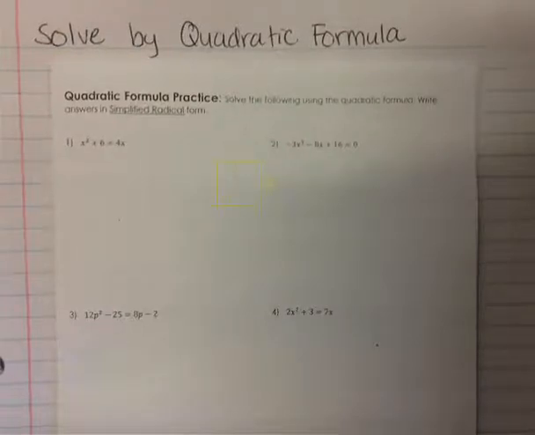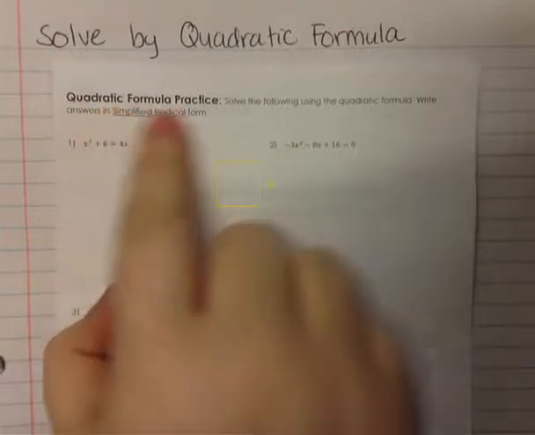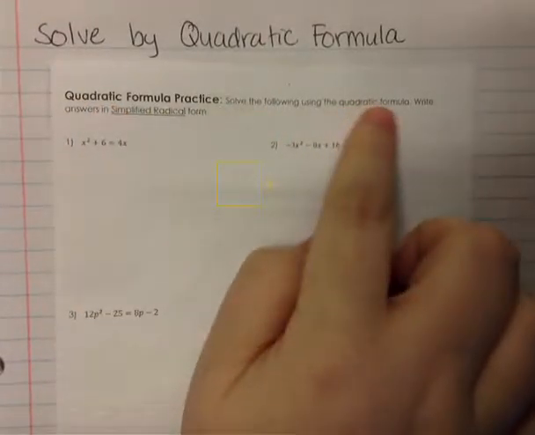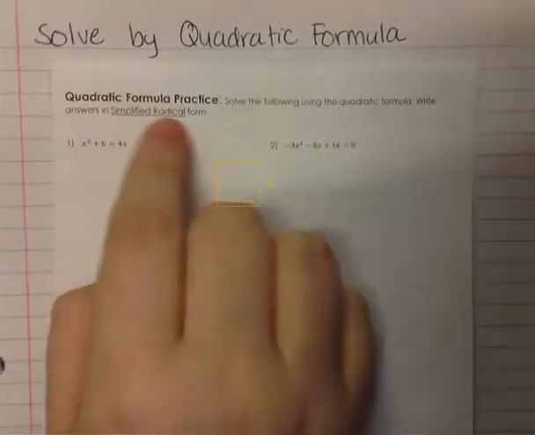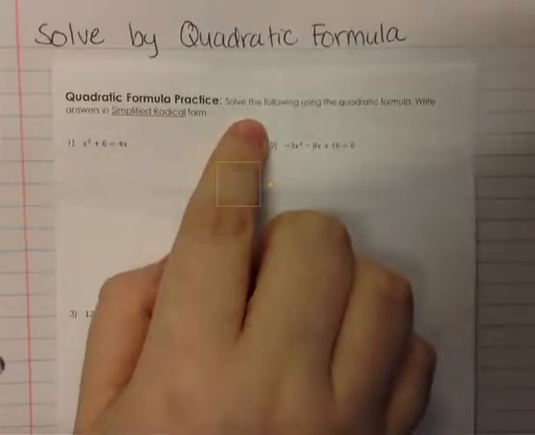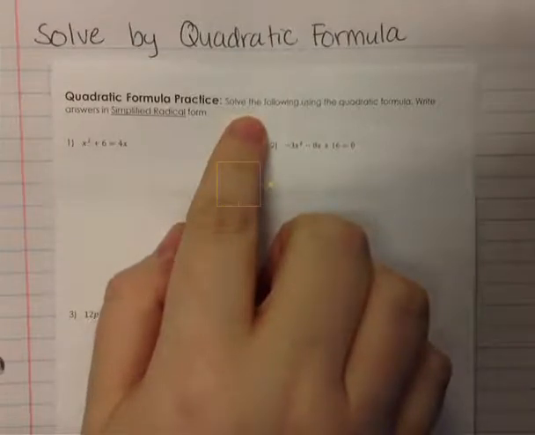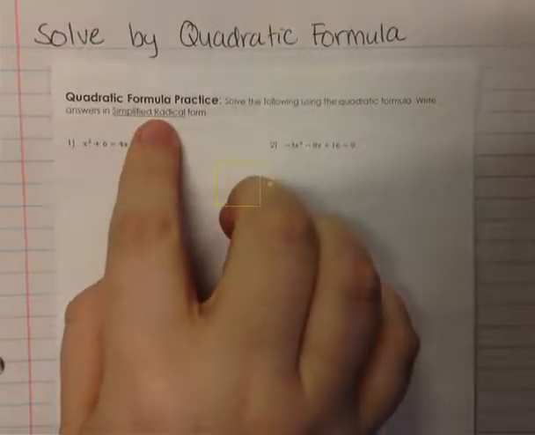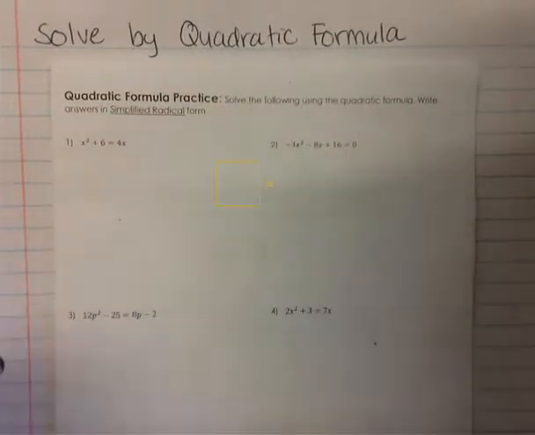This video is on solving quadratics by using the quadratic formula. We're just going to do some example problems. We're going to solve the following using the quadratic formula. It tells us to use quadratic formula. We're going to write our answers in simplified radical form. Sometimes we'll have rational answers, which we do not have to have a radical left over. Irrational answers will have radicals, and we might have imaginary solutions, which might still have radicals left over.